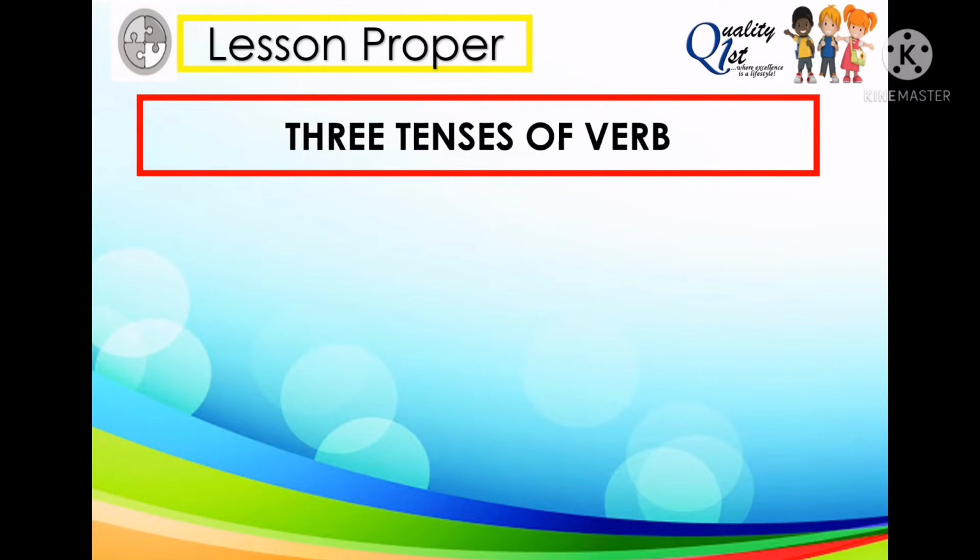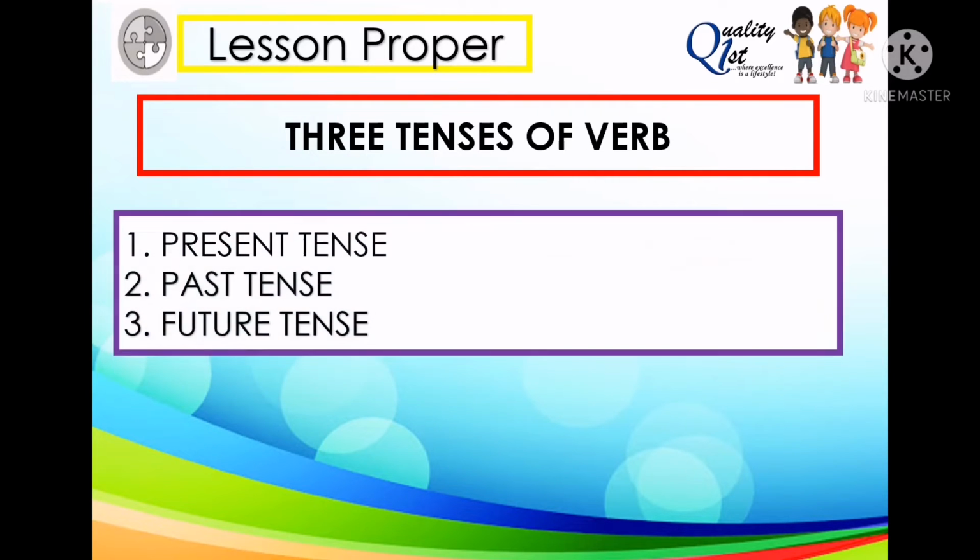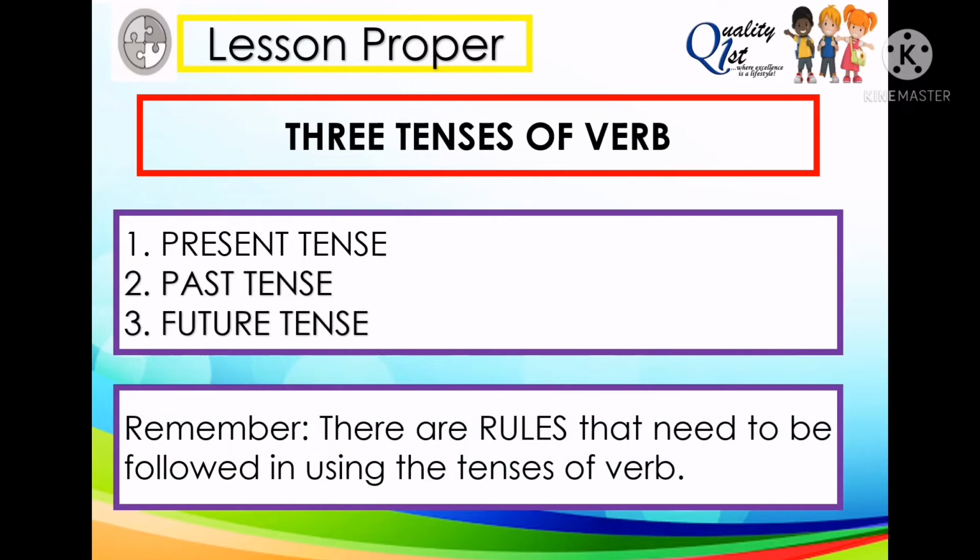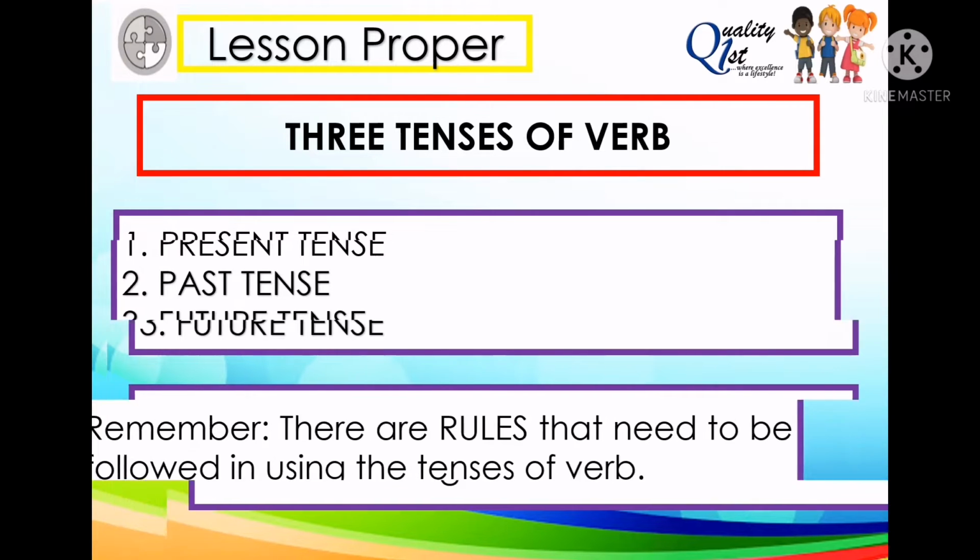Now, there are 3 tenses of verb. Again, there are 3 tenses of verb. These are number 1, present tense, number 2, past tense, and number 3, future tense. Again, we have present tense, past tense, and future tense. Now remember, there are rules that need to be followed in using the tenses of verb. Okay? Now let's have the next slide.